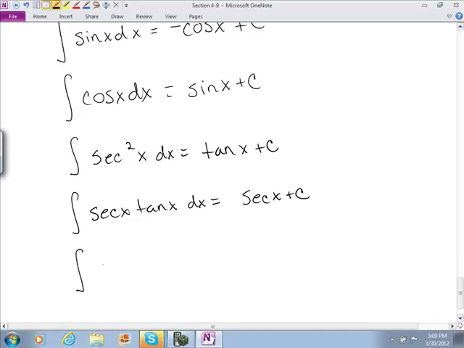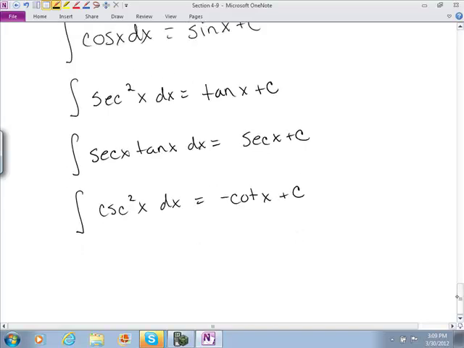Let's see, what else do we know? Well, cosecant squared x dx, the function that has that as its derivative is negative cotangent x plus c. So you can find the function that has as its derivative cosecant squared x, that is the negative cotangent. And then finally, remember that the derivative of the cosecant is negative cosecant x cotangent x, so you can go the other way. If we antidifferentiate cosecant x cotangent x, we get negative cosecant x plus c.